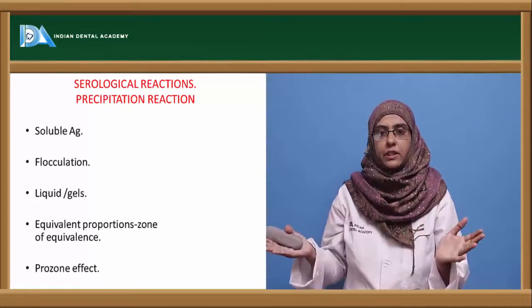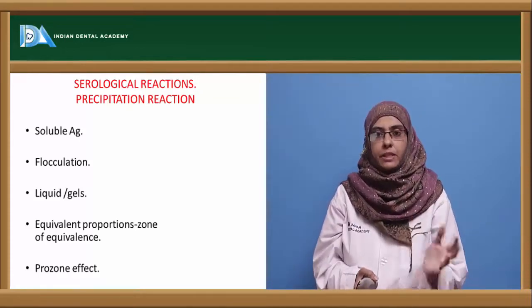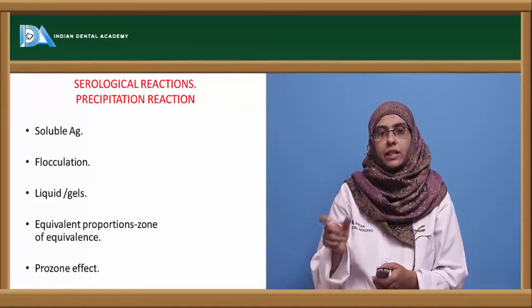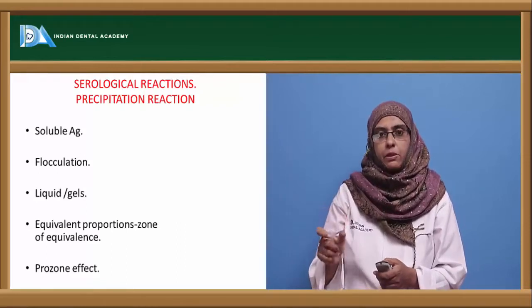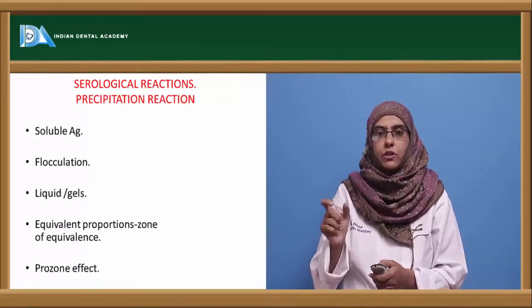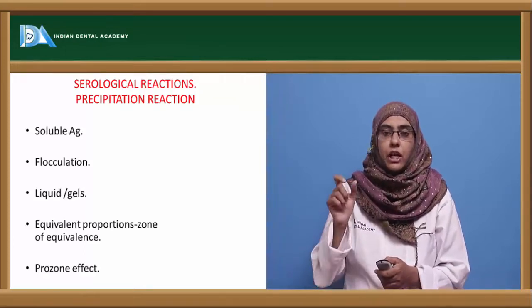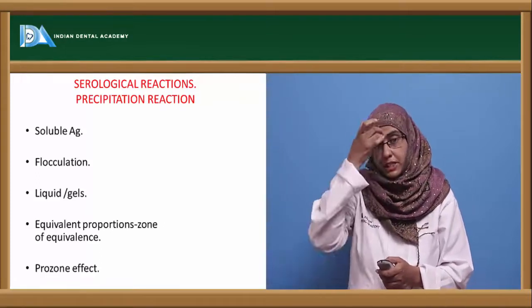These two excess zones are called prozones, where there is no formation of a precipitate or flocculation reaction. It is only at the middle test tube, where there is an equivalent proportion of antigen and antibody, that the precipitate was shown. So this is called the equivalent zone, and the zone phenomenon is mostly used to identify the equivalent proportion of antigen and antibody during a precipitation reaction.